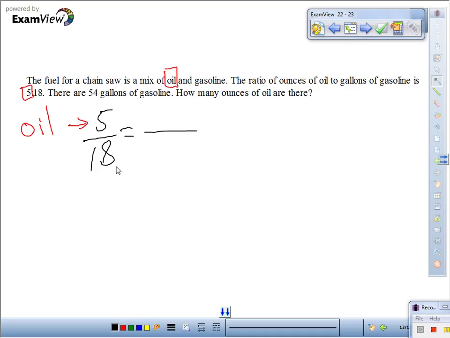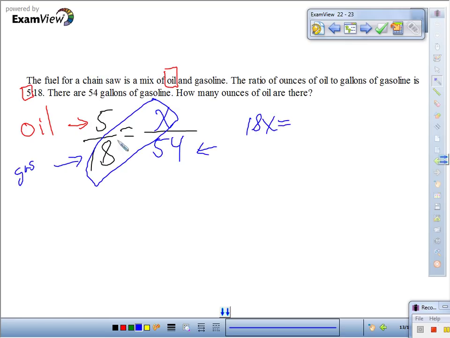So now I'm going to write a proportion. What information do they give me after that? 54 gallons of gasoline. So does it go on top where the oil goes? No, it goes on the bottom where the other one, which is the gasoline, goes. So this is 54. Does that make sense? This one's on the bottom. This is for the gasoline. That means this one has to be on the bottom because it's gasoline. So what goes on top? X. Start with X, cross multiply. So this is 18X equals 5 times 54. That's, what is it? 270.